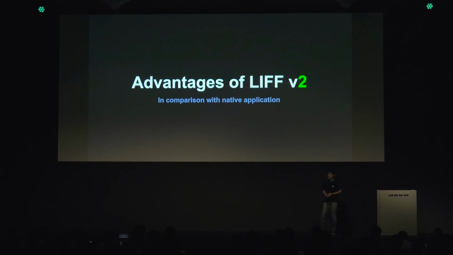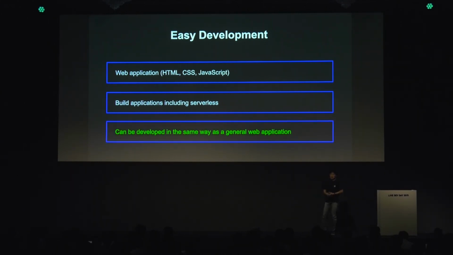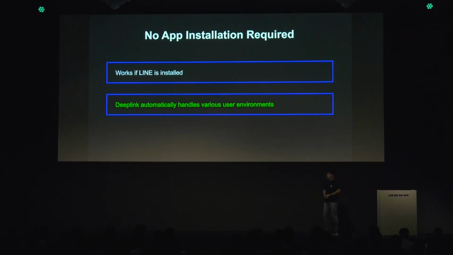On the previous slide, I talked about advantages of LIFF. In version 2, what are the benefits and values added? First is support of modern browsers and TypeScript, as well as future support of NPM module, so that development can be done in the same way as normal modern web front end. And so developer experience has been improved.